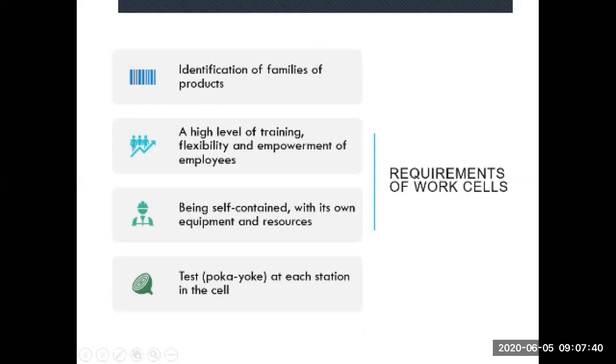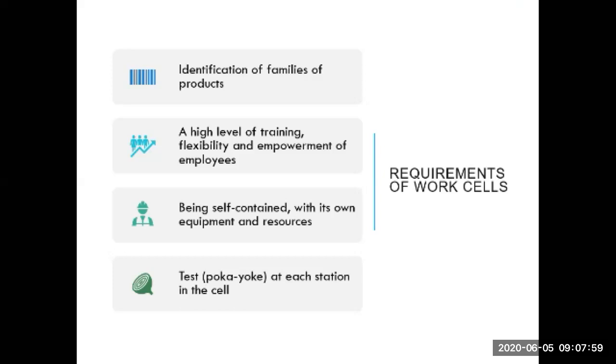When you want to arrange a cellular work layout, first you have to identify the families of product, the similar products that you want to produce, because the cell design requires that you produce similar products.